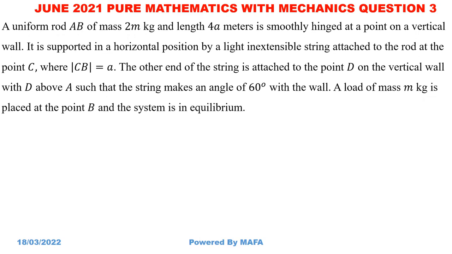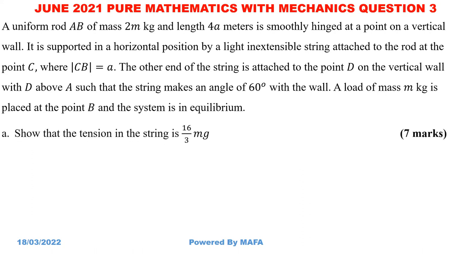The question reads: a uniform rod AB of mass 2m kg and length 4a meters is smoothly hinged at a point on the vertical wall. It is supported in a horizontal position by a light inextensible string attached to the rod at the point C, where the distance CB is equal to a. The other end of the string is attached to the point D on the vertical wall with D above A, such that the string makes an angle of 60 degrees with the wall. A load of mass m kg is placed at the point B and the system is in equilibrium.